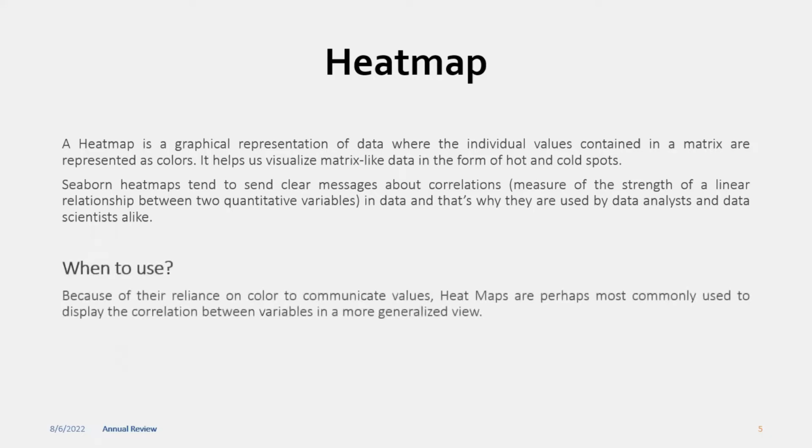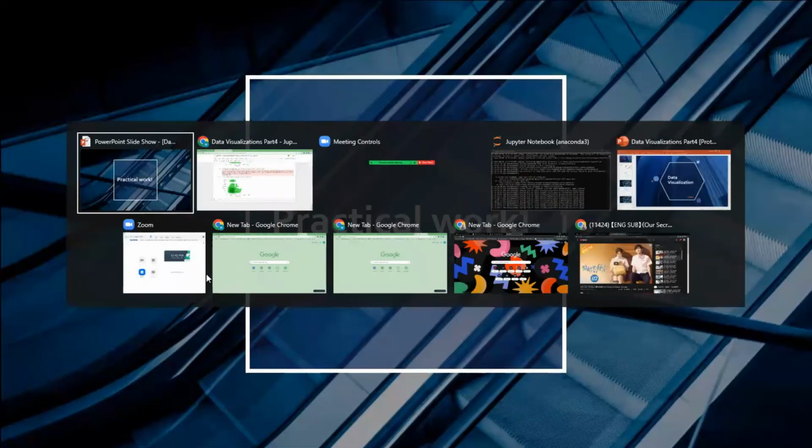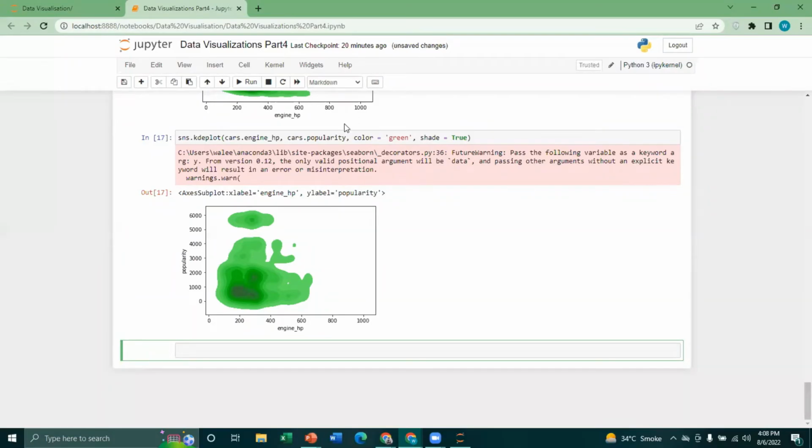So when to use a heat map? Because of their reliance on color to communicate values, heat maps are perhaps most commonly used to display the correlation between variables in a more generalized view. Now let's do some practical work. So I will use a markdown of heat maps, and then run it.